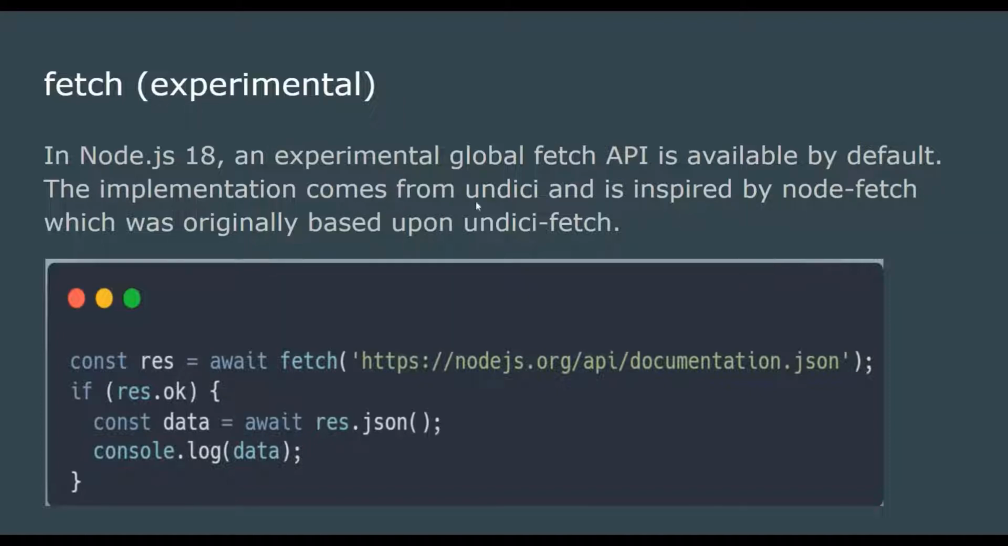It is in experimental mode at the moment, and the implementation is based on the Undici library and is inspired by the node-fetch module. So you can see it will be supported like this. You directly use await fetch, call your URLs or endpoints, and then based on the result you can parse your JSON data and use it. This is a really important feature released as part of Node.js 18: the built-in fetch API.